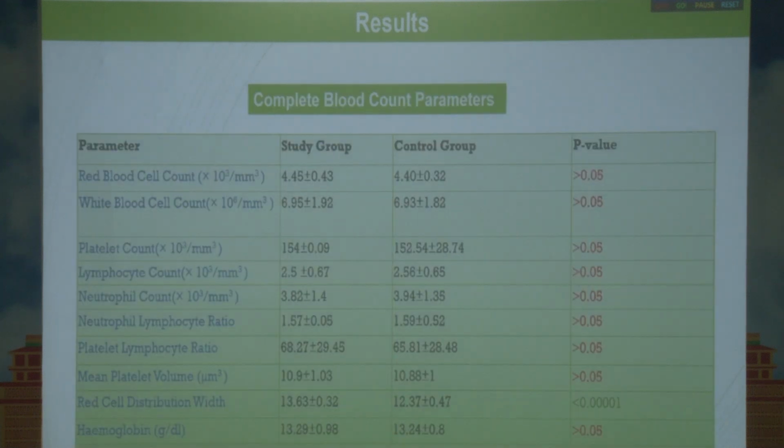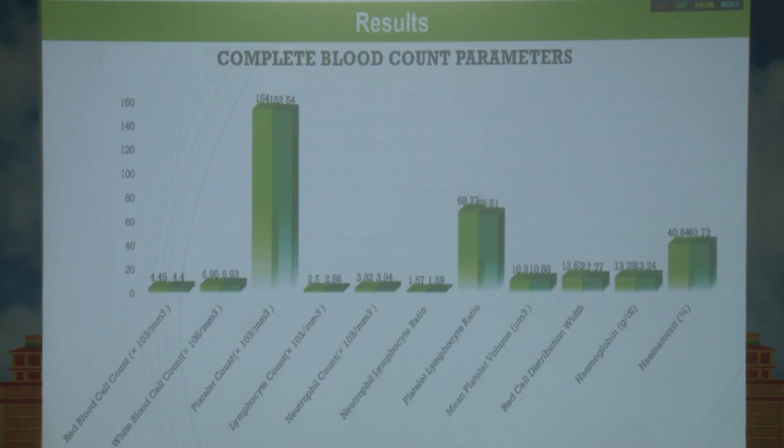Here we can see the values of the various CBC parameters in both the groups, and also the statistical significance of the difference. Only one of the parameters, that is the red cell distribution width, is statistically significantly increased in the study group compared to the control group, while for all the other parameters the difference does not show any statistical significance. The same data we have shown here graphically.